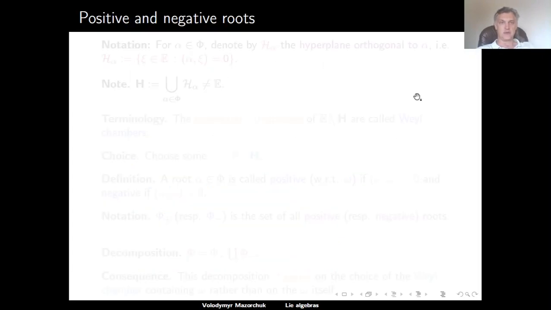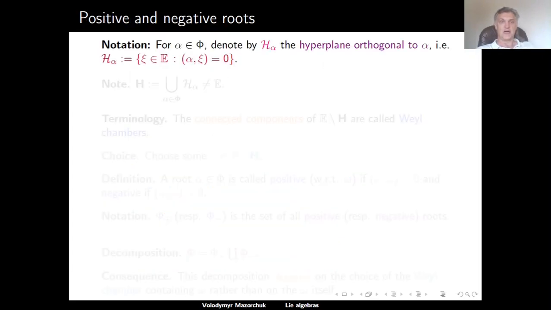Next, let us talk about positive and negative roots. For a root alpha, we denote by H sub alpha the hyperplane orthogonal to alpha. That is the set of all elements xi in E such that the scalar product of alpha and xi is equal to 0. Now let us consider the union of all hyperplanes H alpha, where alpha runs through phi. Since each H alpha is a codimension 1 subspace of E, and the field of real numbers is infinite, the union of a finite number of codimension 1 subspaces cannot be equal to the whole space. So this union is different from E.